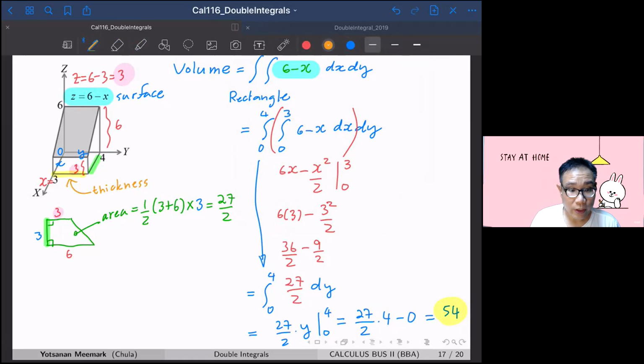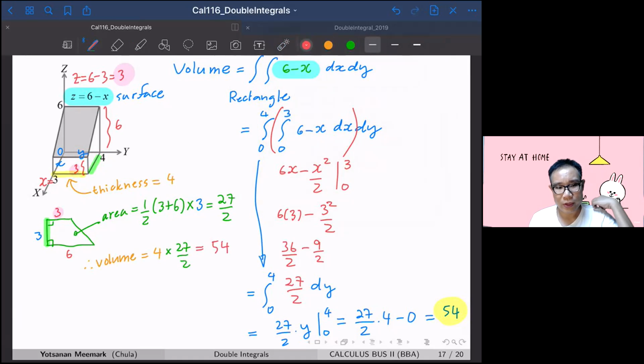The thickness in this case equals 4. How would I know? It's going to be here. So this one is going to be the thickness. Okay, so the thickness equals 4. So the volume turns out to be the area multiplied by the thickness. So it's going to be this guy multiplied by 27 over 2. And it turns out to be the same number, 54. And the calculation looks almost the same.